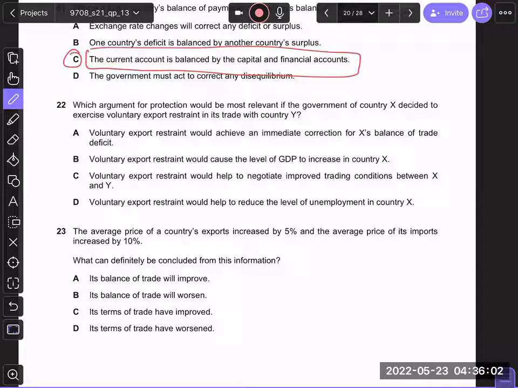Which argument for protection would be most relevant if the government of country X decides to exercise voluntary export restraints in its trade with country Y?